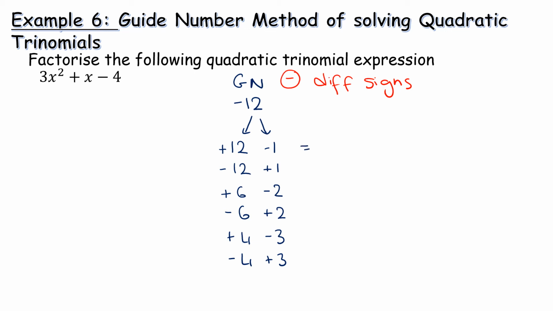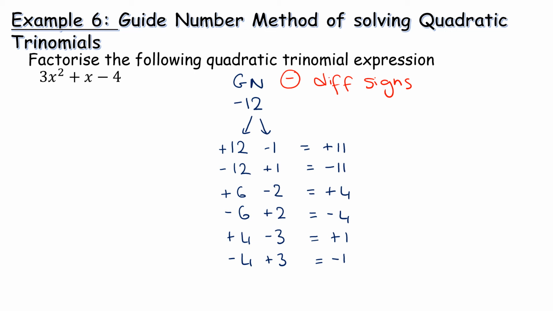You can also do the adding here. So plus 12 minus 1 is plus 11. Minus 12 plus 1 is minus 11. You'll get the same answer, just with a different sign. 6 minus 2 is plus 4. Minus 6 plus 2 is minus 4. Plus 4 minus 3 is plus 1. And minus 4 plus 3 is minus 1. Now, you don't have to do all this. When you get good, you'll often just figure it out in your head, and that's fine. But a lot of times students like to be able to work through this when they're starting.